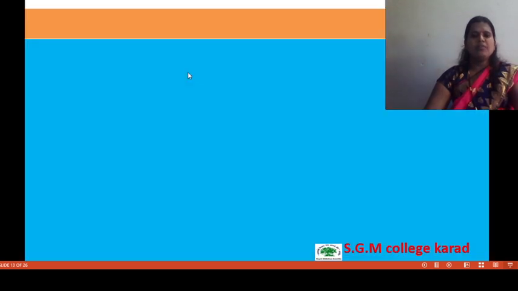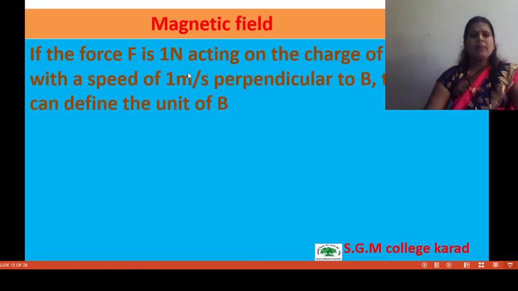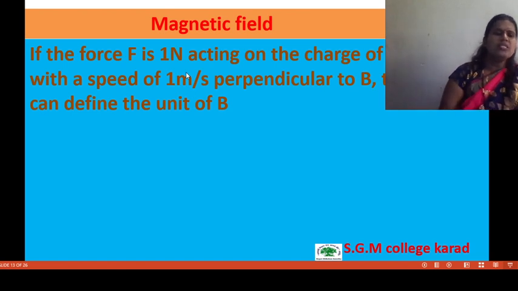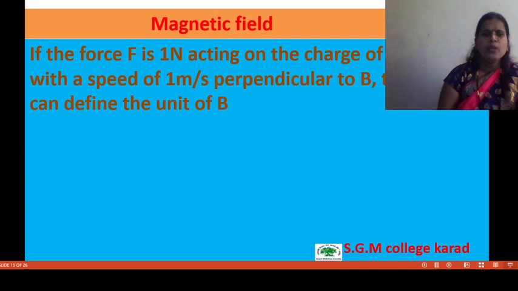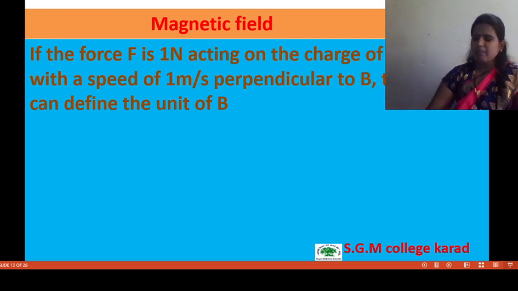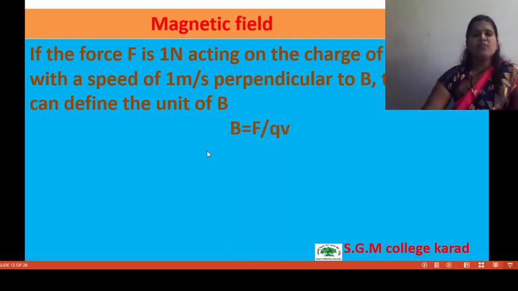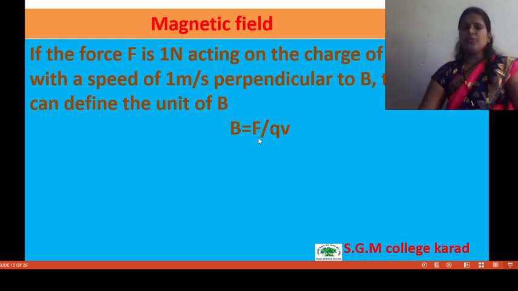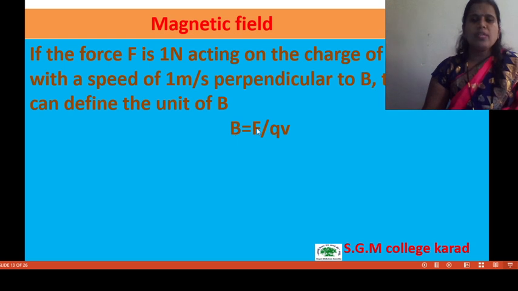Now we will see what is meant by magnetic field. If the force is 1 Newton acting on a charge of 1 Coulomb moving with a speed of 1 meter per second perpendicular to B, then we can define the unit of B. Therefore, F = qvB sin theta. If theta is 90 degrees, then B = F upon qv.